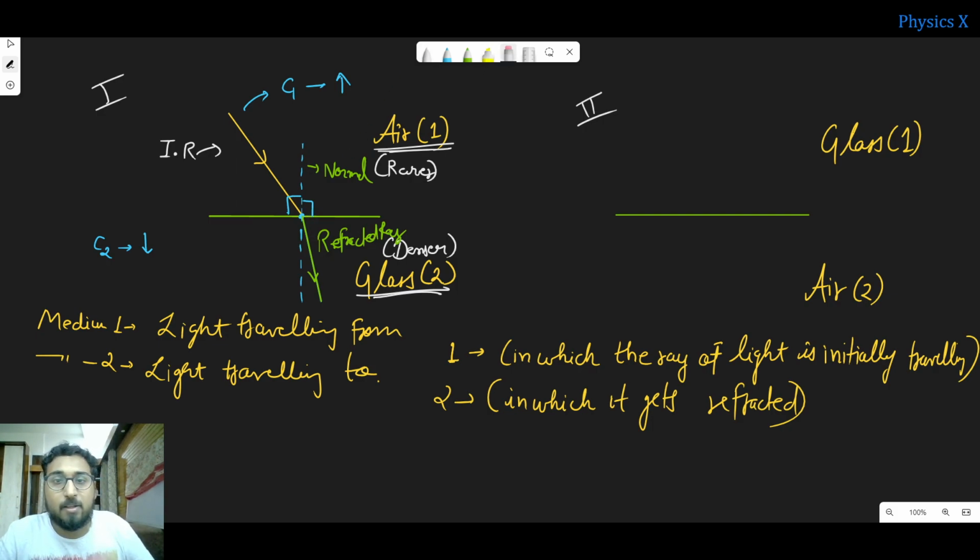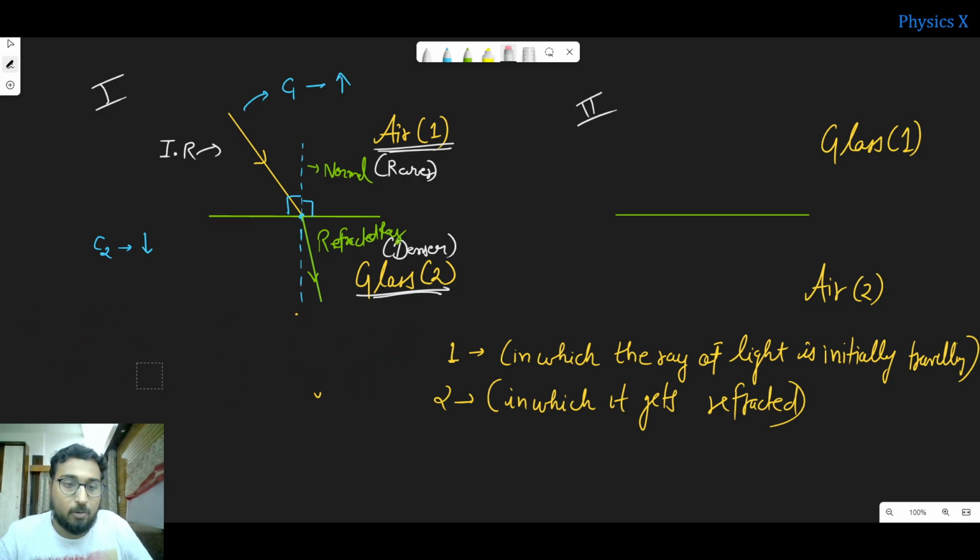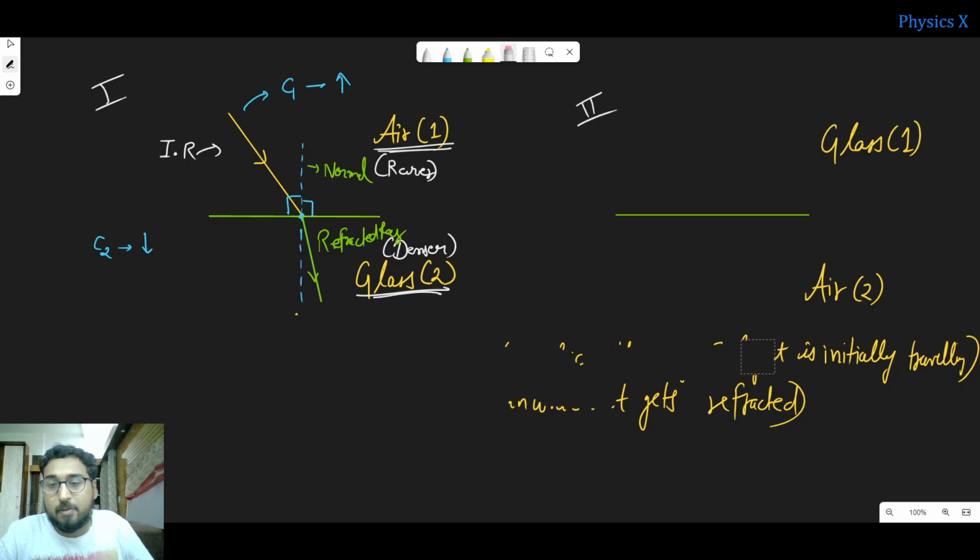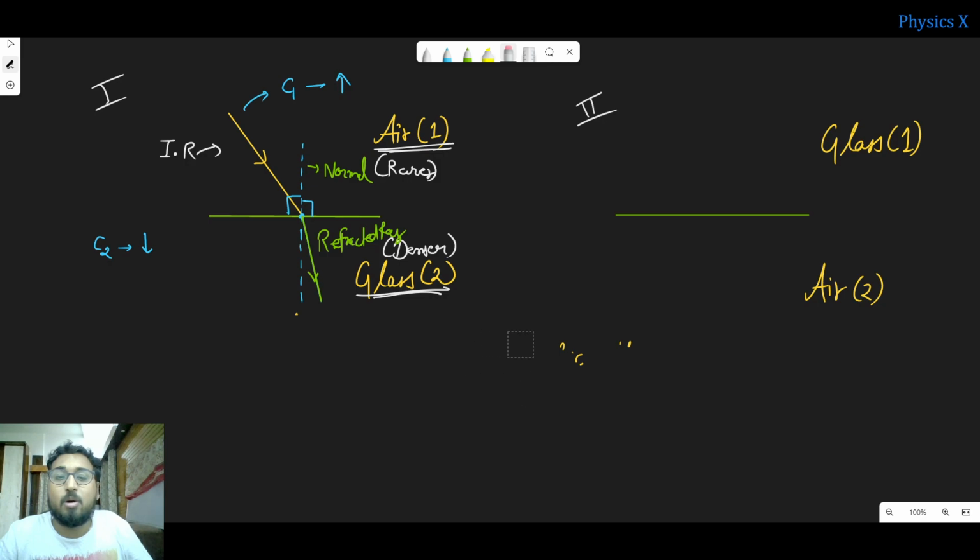This is clear, what I wrote, traveling to, traveling from. So what we can see is that the ray of light is bending towards the normal. Now I will consider this case. Suppose this is the incident ray. Now this is entering at an angle. It is always entering at an angle, it is not overlapping the normal. This is again your normal.